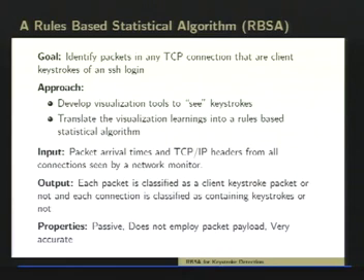Each connection will be classified as containing keystrokes or not containing keystrokes. The properties of this algorithm that make it a nice algorithm here are: one, it's passive. We don't have to inject any packets into the network traffic. Two, we don't employ any knowledge of the packet payload, so we don't look at the payload at all. And three, it seems to be fairly accurate relative to some of the previous work here.